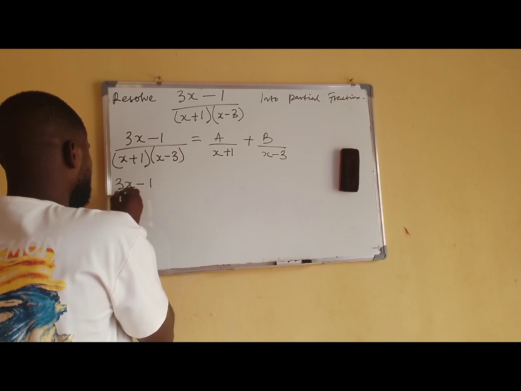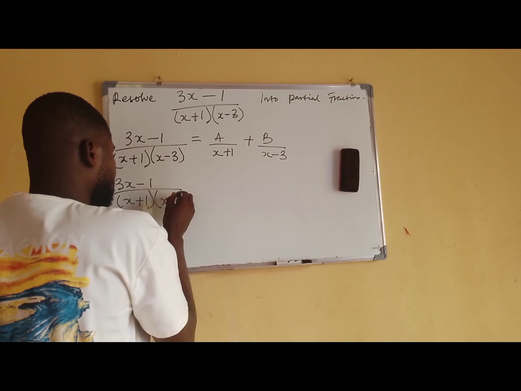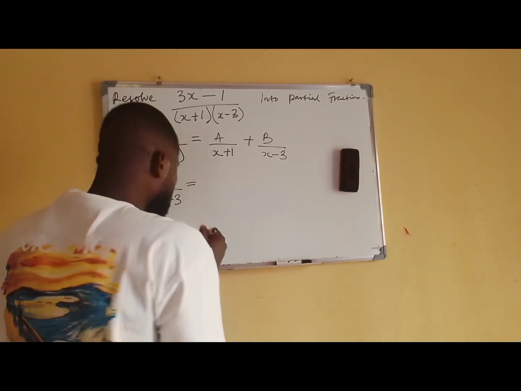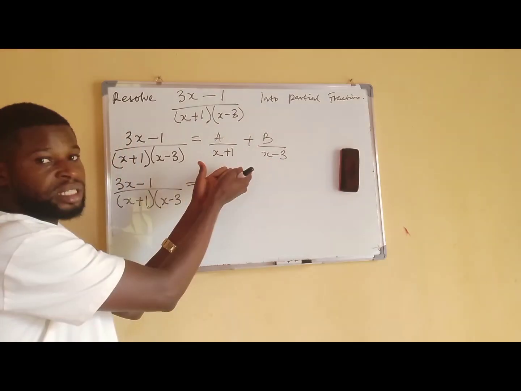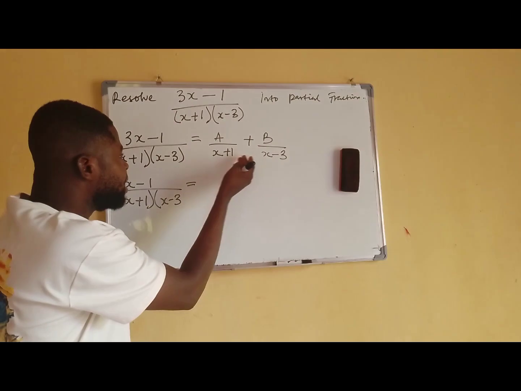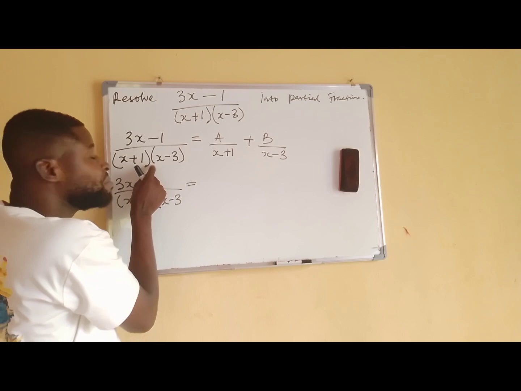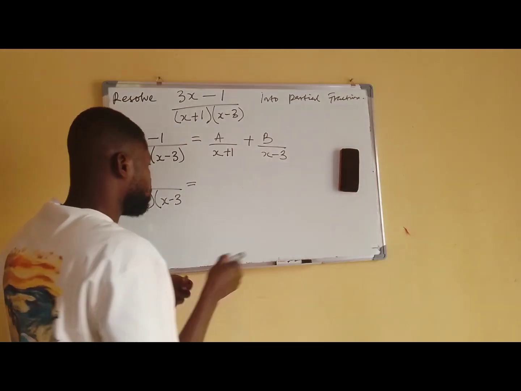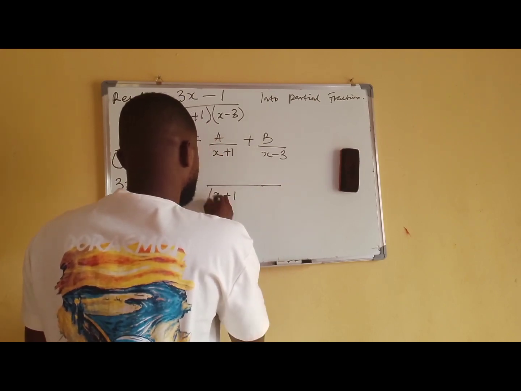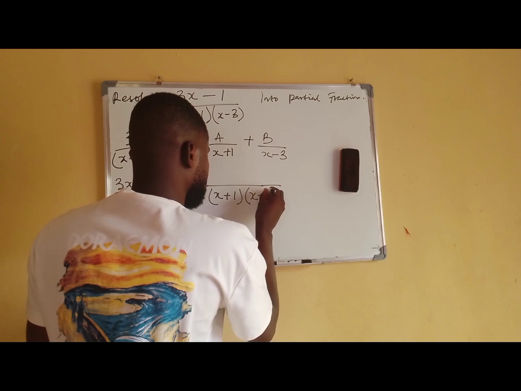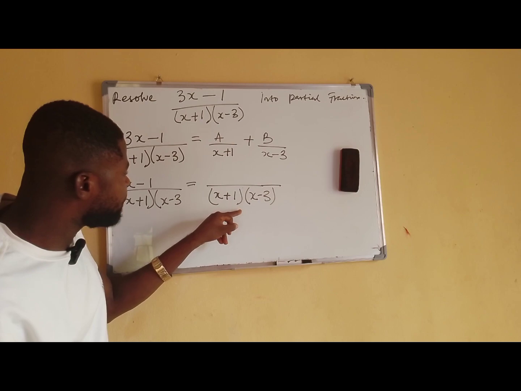You say (3x - 1) over (x + 1)(x - 3) is equal to, now come to this place, what will you do? You get the LCM of this. Are you getting what I'm saying? Get the LCM of (x + 1) and (x - 3), which is still the same thing as this. You draw your line to have (x + 1)(x - 3). Now you say this divided by the whole of this.